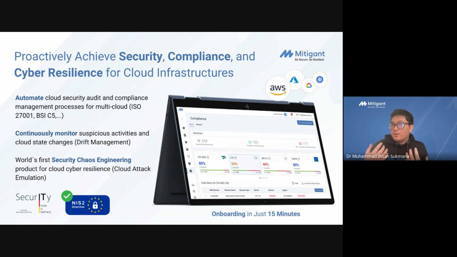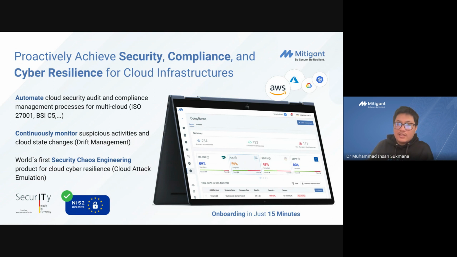So what do I mean by that? For example, we can do cloud security audits automatically, and also monitor your cloud infrastructure to be compliant with certain best practice standards available on the market, for example ISO 27001, SOC 2, BSI C5. At the same time, we take inventory of your cloud resources and also monitor your cloud for any suspicious activities and cloud state changes. We call it drift management in this regard.